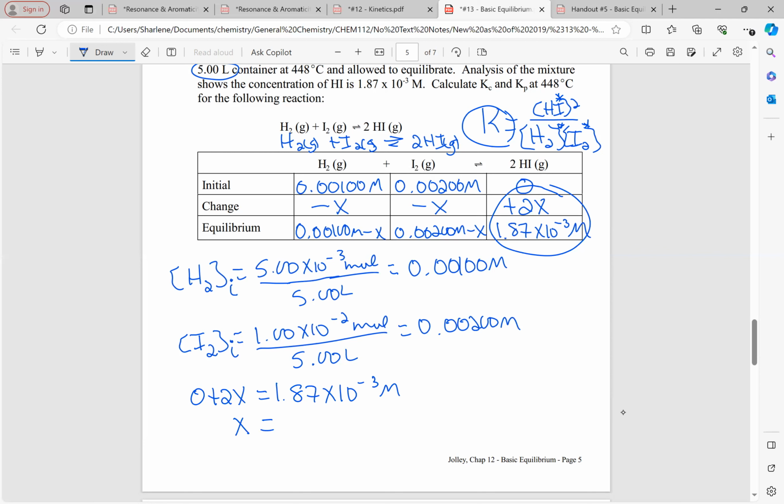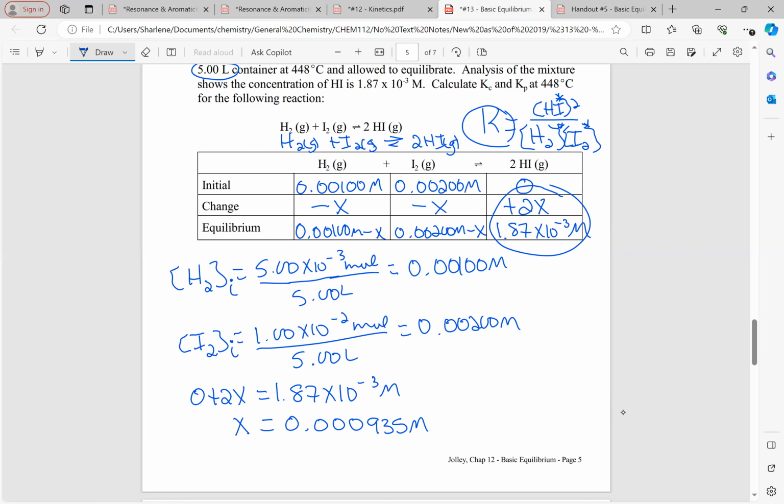Here we are, it's 0.123123, and I get 3 sig figs, so 935. Confirm here. All right, and it's confirmed.